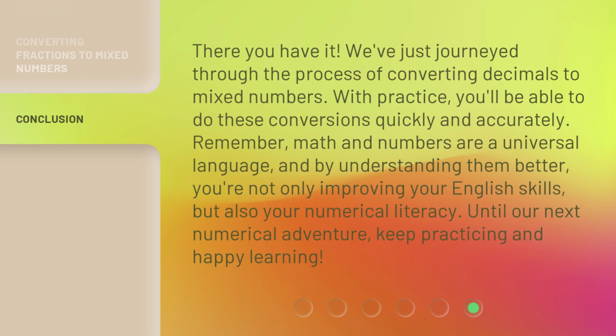There you have it. We've just journeyed through the process of converting decimals to mixed numbers. With practice, you'll be able to do these conversions quickly and accurately. Remember, math and numbers are a universal language, and by understanding them better, you're not only improving your English skills, but also your numerical literacy.